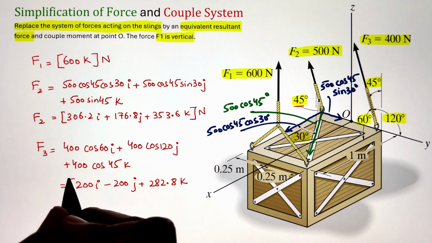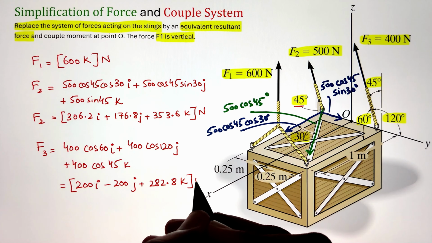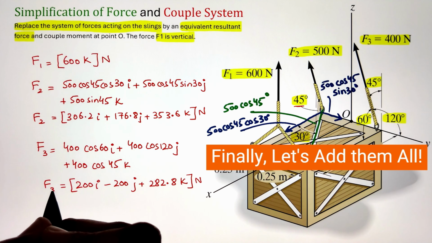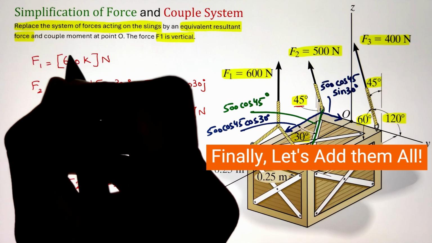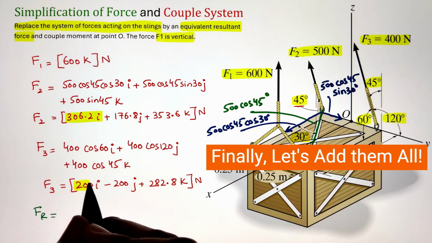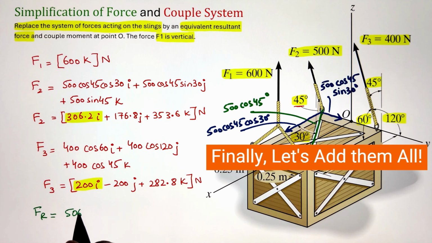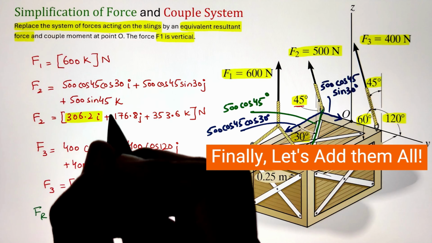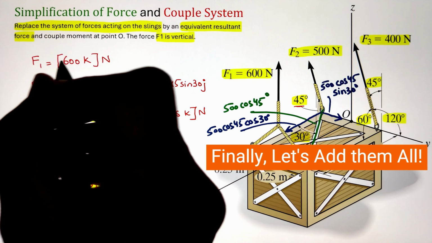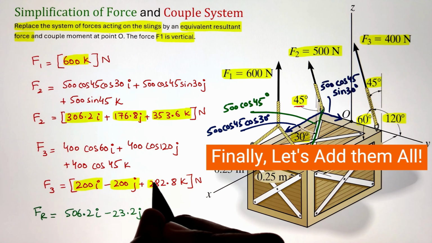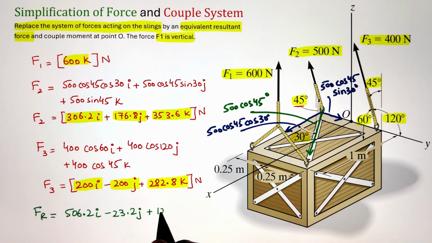Now, once we have all the forces represented in Cartesian form, let's go ahead and add them all together. We add all the i components together to get our i component of the resultant, which is 506.2i. Next, we add all the j components together. Here, F2 and F3 have the j component. Adding them together, we get the value of negative 23.2j. And finally, we have the k component for all three forces. Adding them together, we get our value of 1236k.